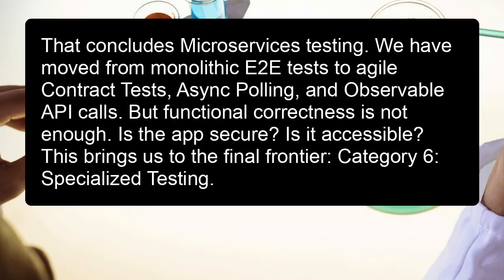That concludes microservices testing. We have moved from monolithic E2E tests to agile contract tests, async polling, and observable API calls. But functional correctness is not enough. Is the app secure? Is it accessible? This brings us to the final frontier, Category 6, specialized testing.